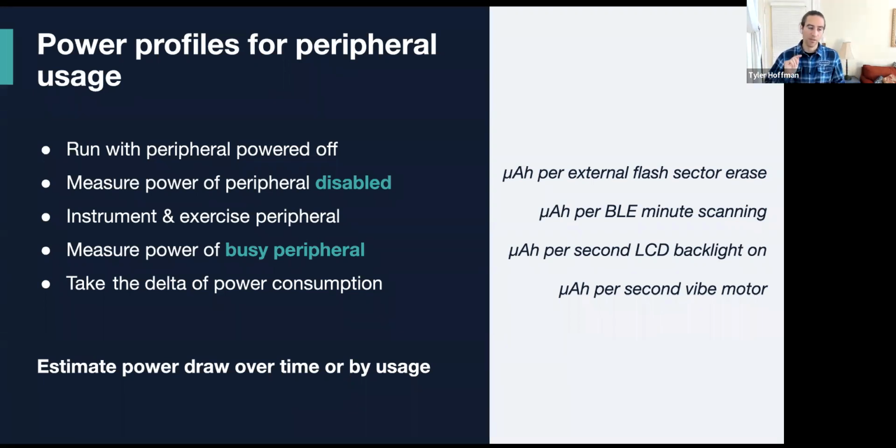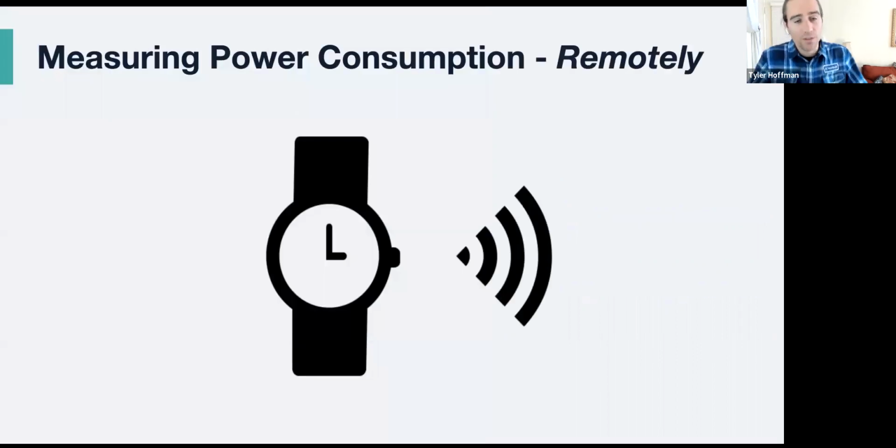And you can do this for sector erases on your flash chip, the Wi-Fi chip, the vibe motor, the LCD backlight. All these sorts of things can be measured in this particular way. And so now, once you have the current usage, maybe it's by second, by minute, or by hour, depending on how long your test was running, or by usage, if it's the number of vibes or the number of mechanical lever presses or something like that, now you can do this remotely.